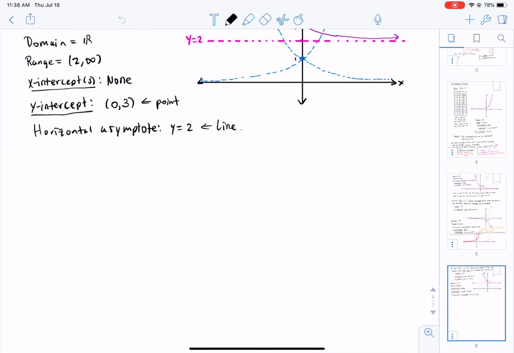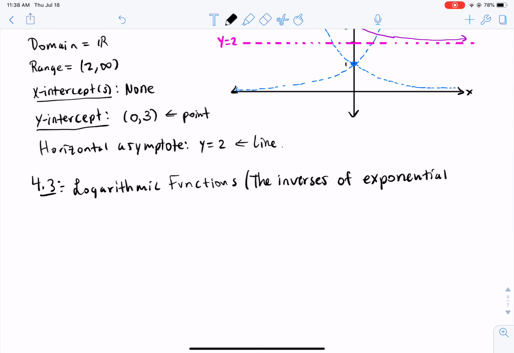So in 4.3, this is going to be the logarithmic functions. Another way to say this, these are nothing more than the inverses of exponential functions.